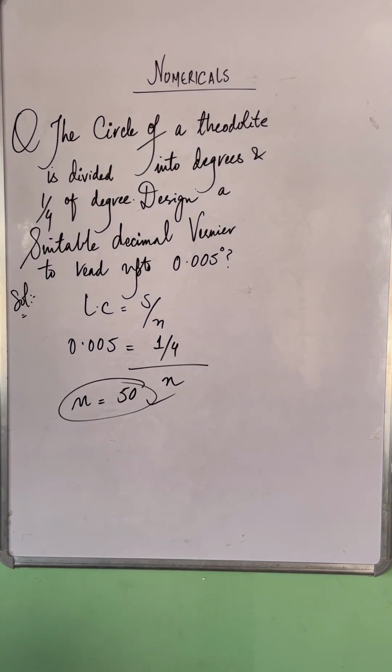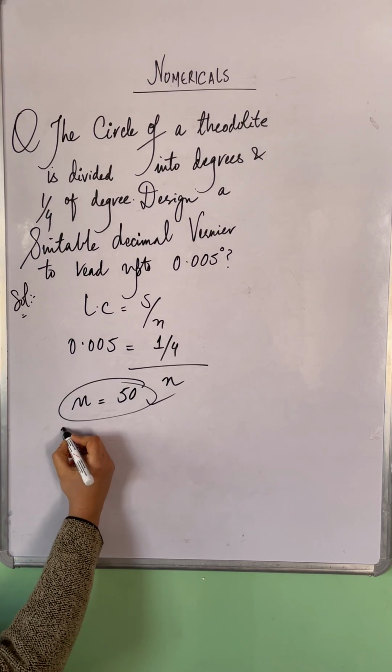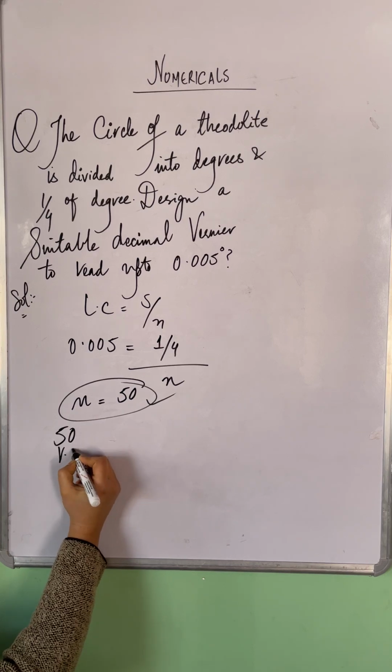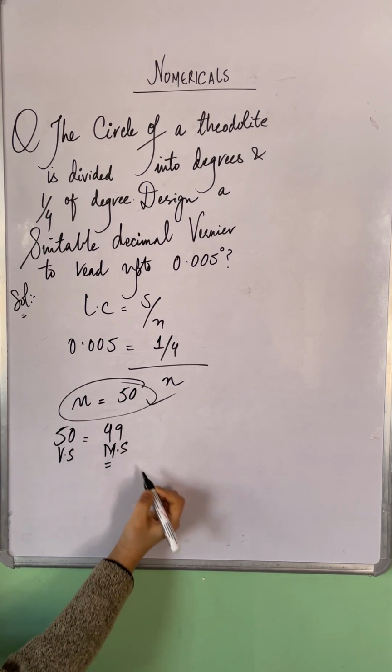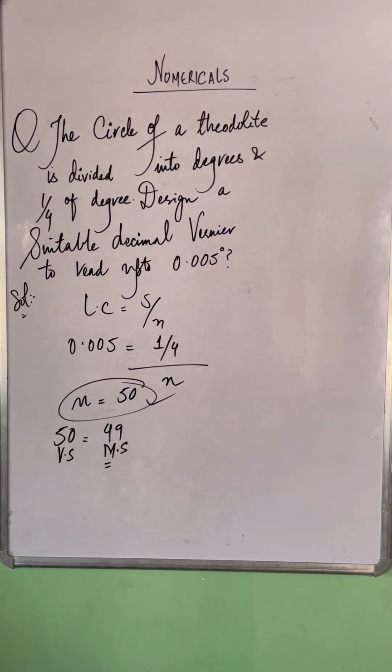That means 50 divisions of the vernier scale will correspond to 49 divisions of the main scale to form a direct vernier for this theodolite. Let's do another question. As I already told, I'm trying to solve as many questions as possible. It gives a better insight into the subject and the concept. All right, let's move on.